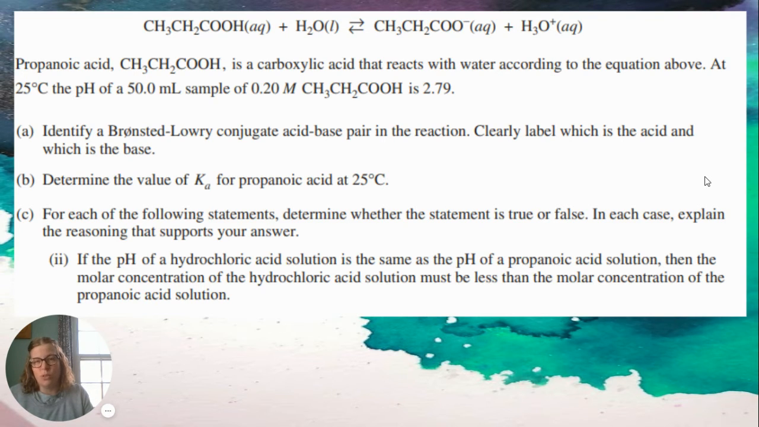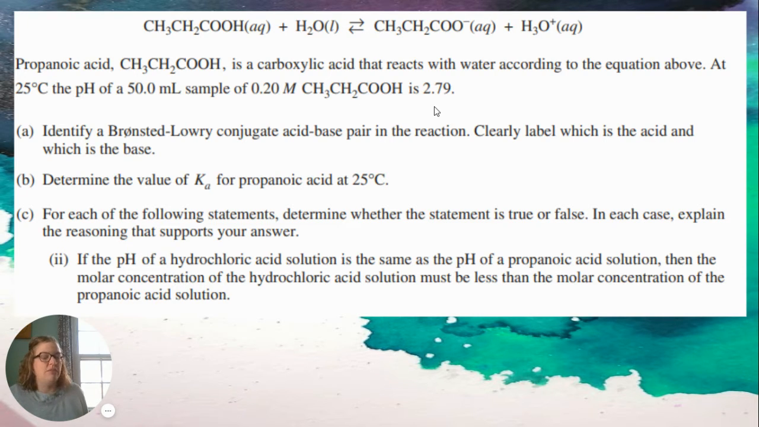This is the 2014 exam, and it gives us a reaction between this crazy huge substance and water. If you follow the reaction, you should be able to tell right away that this is an acid. But if you don't feel like doing that, you can read literally the first two words: it says propanoic acid, and it tells you the formula. So we match up here. It is a carboxylic acid that reacts with water according to the equation above. Ta-da! At 25 degrees Celsius, the pH of a 50 milliliter sample of 0.2 molar propanoic acid is 2.97.